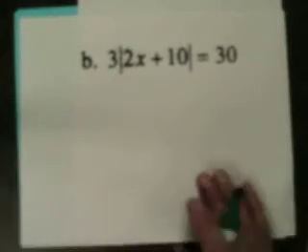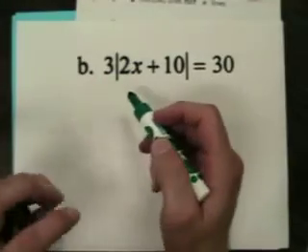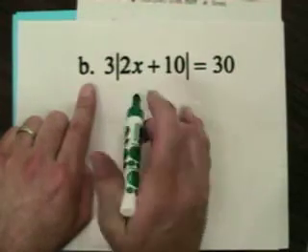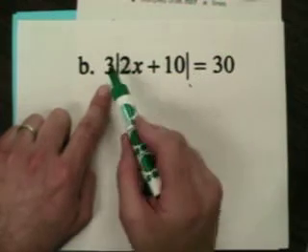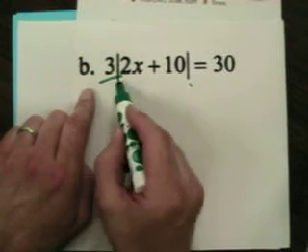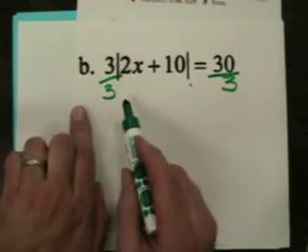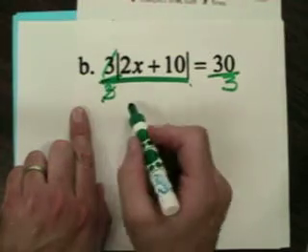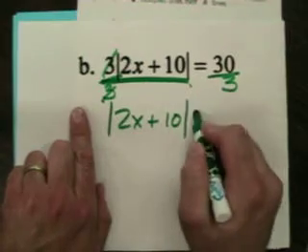They gave us one that's a little bit harder, and I'm going to show you how to deal with this. You want to get the absolute value by itself if you can. Notice this is 3 times the absolute value, so I'm going to undo it. I'm going to divide this side by 3 and this side by 3. Now I'm basically dividing that whole thing there. So 3 divided by 3, those cancel, and I get the absolute value of 2x plus 10 equals 10.